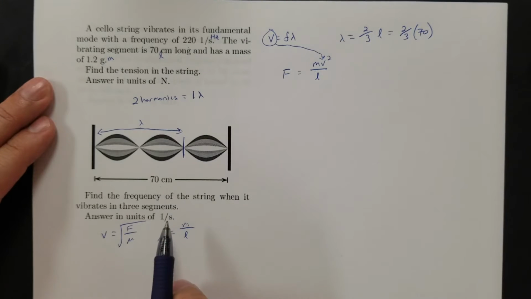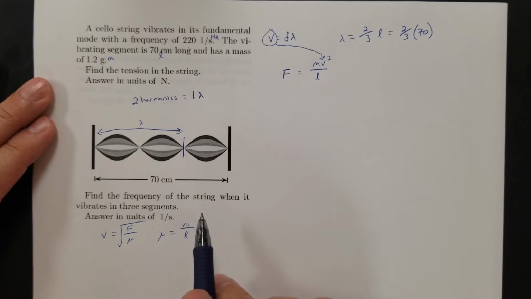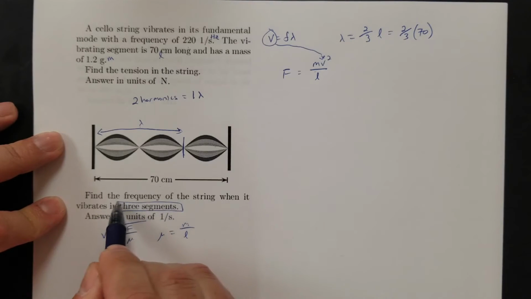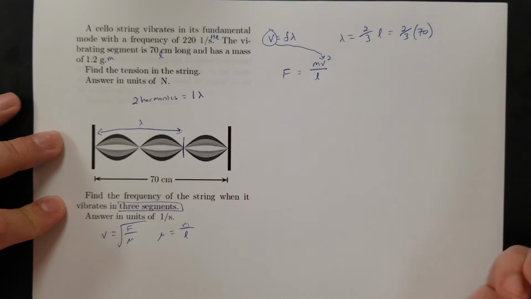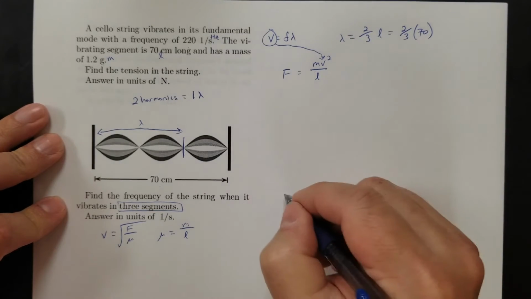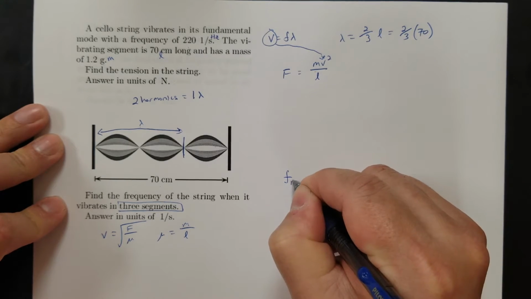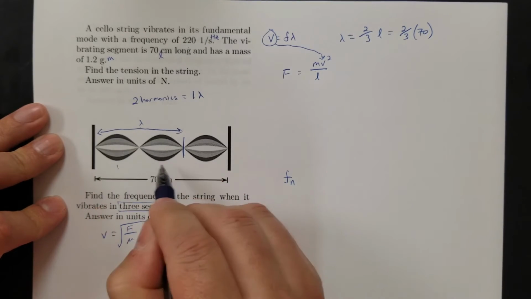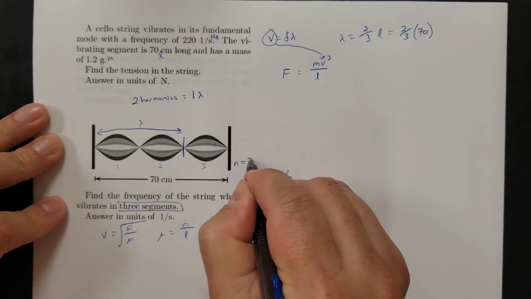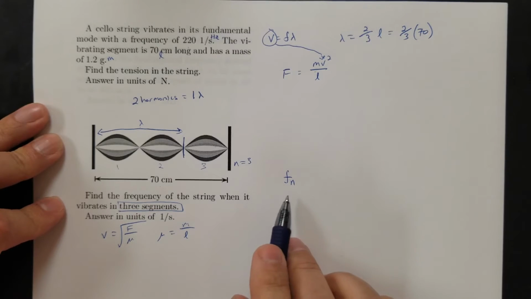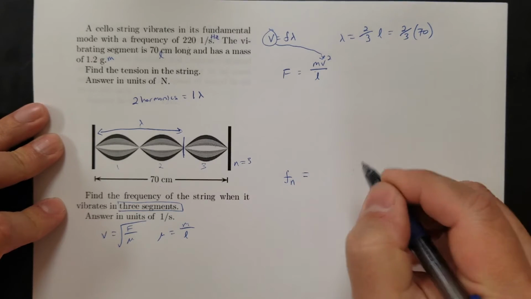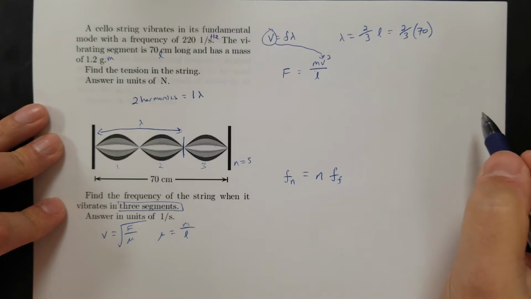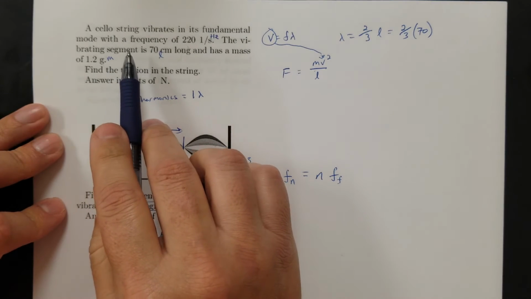Okay. The second part of this says find the frequency of the string when it vibrates in 3 segments. So this has to do with fundamentals, right? So the frequency of an nth harmonic, n being some number of harmonics. So in this case, this is 1, this is 2, this is 3, this is n equals 3. So the frequency of the nth harmonic is equal to n, which is the number of harmonics you want, times the fundamental frequency.